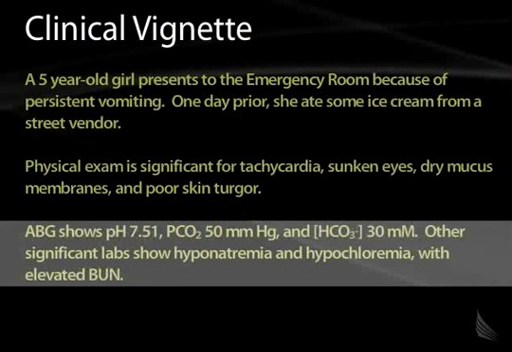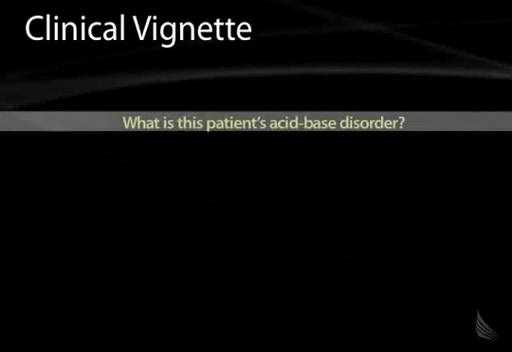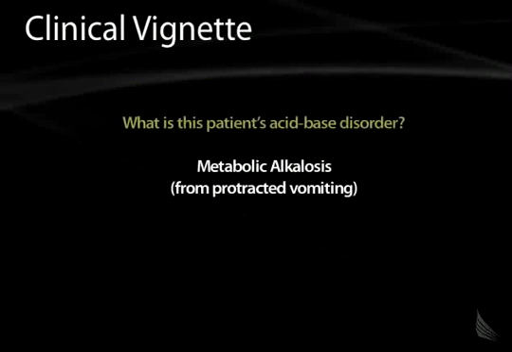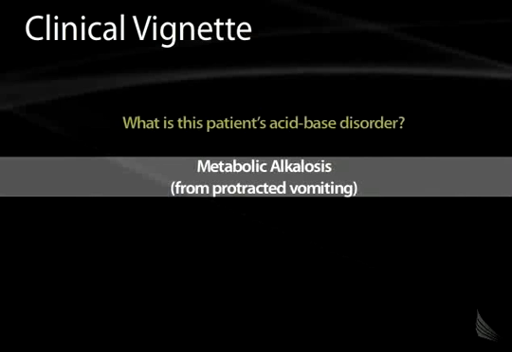An arterial blood gas in this particular individual shows an elevated pH, a pH of 7.51. Partial pressure of CO2 is increased at 50 millimeters of mercury, and the bicarbonate concentration is increased at 30 millimolar. Other significant labs show hyponatremia and hypochloremia with an elevated BUN, and these are all, again, signs of dehydration. What is this patient's acid-base disorder? This is an example of metabolic alkalosis, which occurs from protracted vomiting.